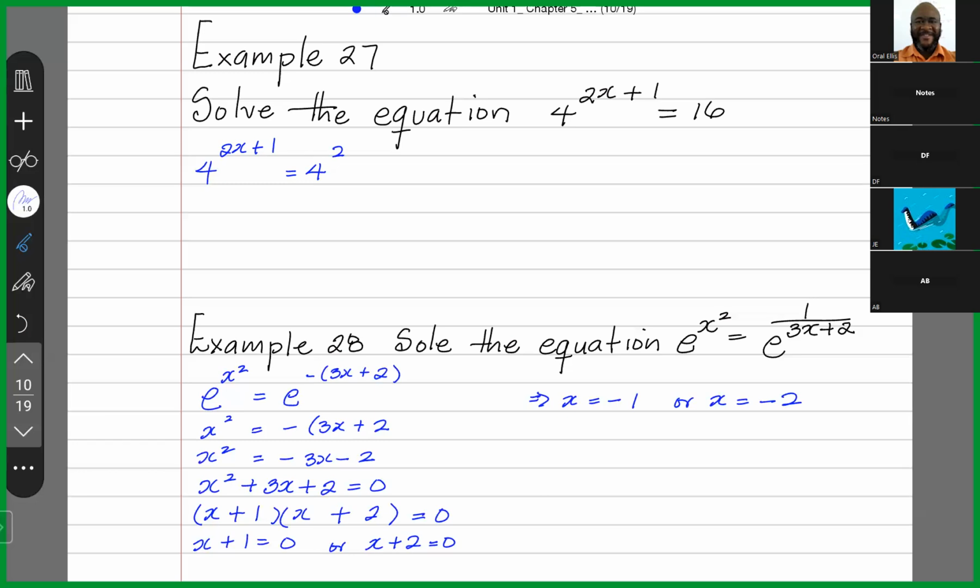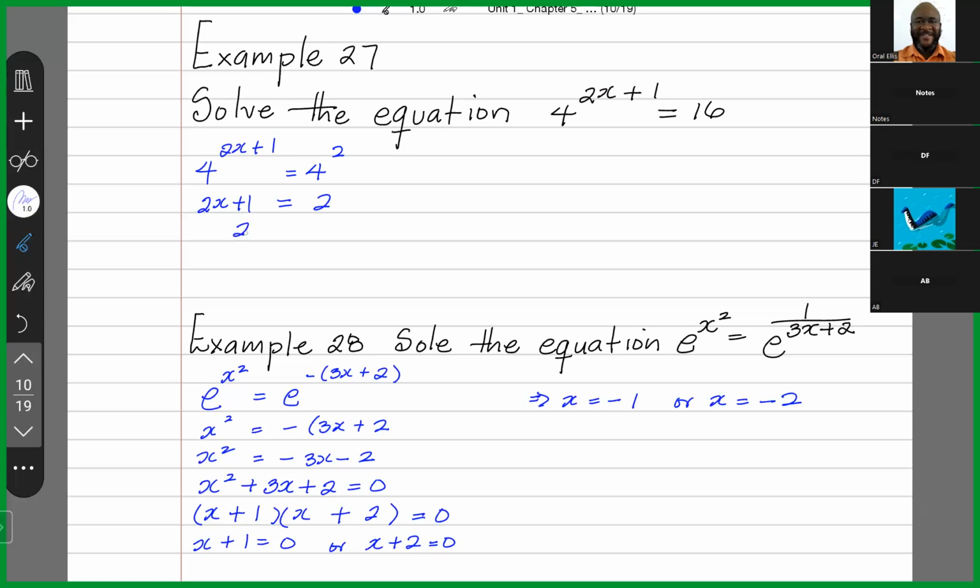Now here we have a situation where we have one term on the left and one term on the right of an equation, and both terms have the same base, but the powers are different. In a situation like this, if you have one term on the left equal to one term on the right, and both terms have the same base, the powers must be equal. So the powers, which are 2x plus 1, must be equal to 2.